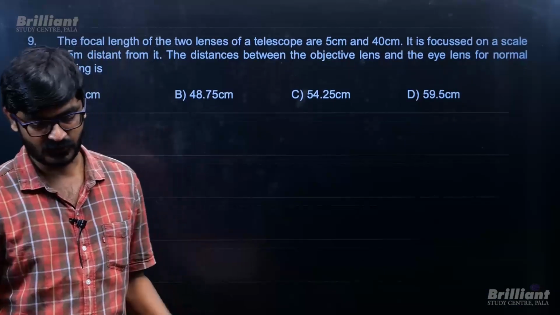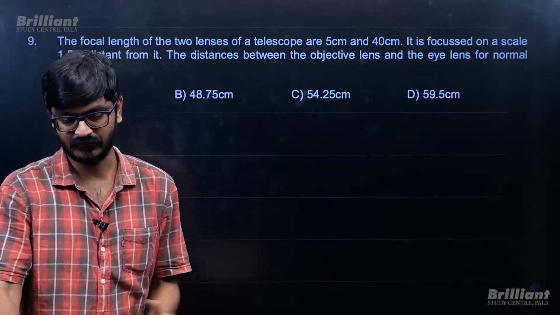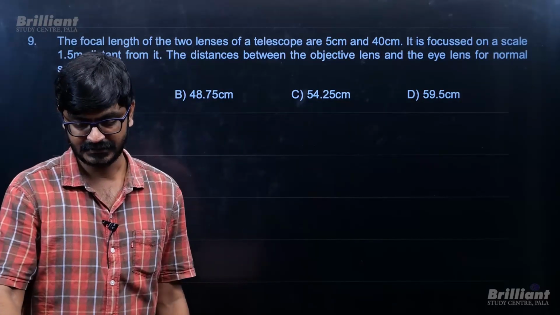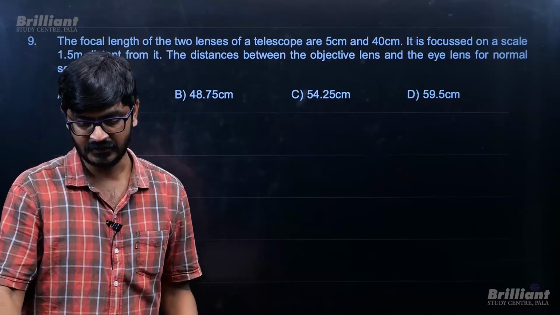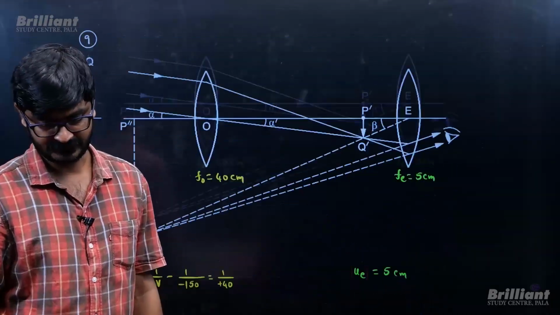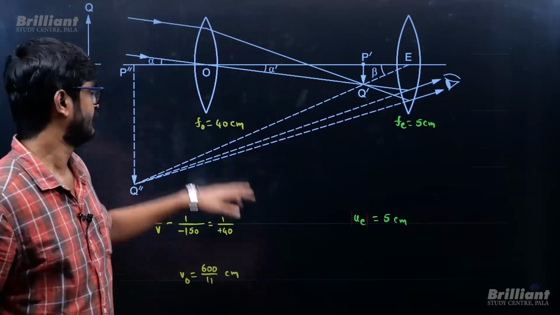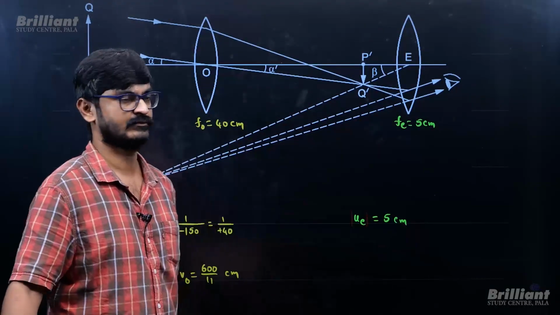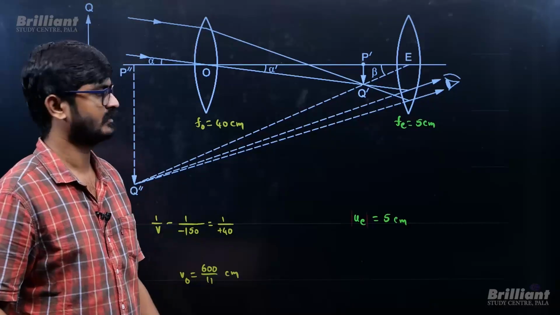Going to the next question: the focal lengths of the two lenses of a telescope are 5 and 40. It is focused on a scale 1.5 meter distance from it. The distance between the objective lens and eye lens for normal setting. Normal setting in the sense image is formed at infinity. So, in case of telescope, this will be having more focal length and this will be having less focal length. Objective will be having more focal length.